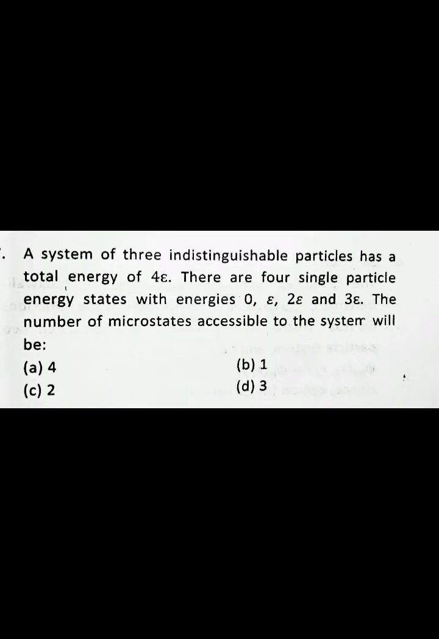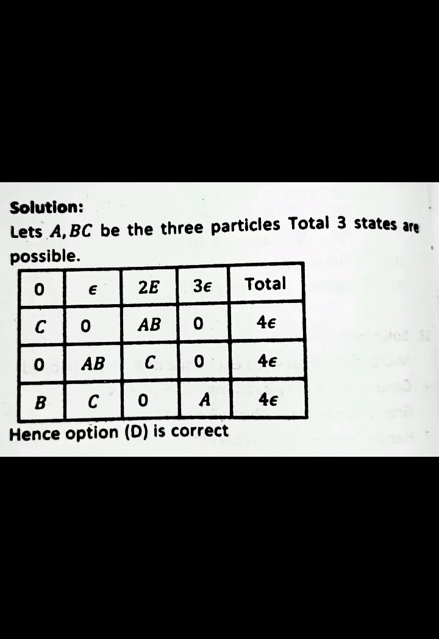The next question is, a system of three indistinguishable particles has a total energy of 4E. There are four single particle energy states with energy 0, E, 2E and 3E. The number of microstates accessible to the system will be, let A, B, C be the three particles and the energy levels are 0, E, 2E and 3E. The first way of arrangement is C is staying in the 0 energy level and AB is staying in the 2E energy level. Then the total energy is 4E.